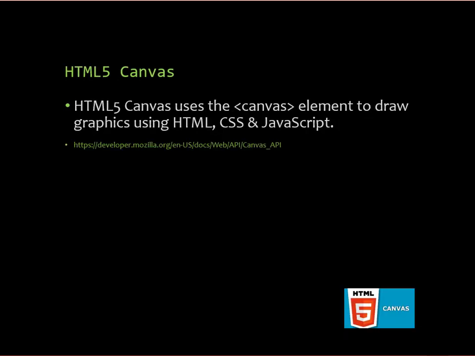HTML5 Canvas uses the canvas element. The canvas element is a block HTML element. It's basically like a division. If you're familiar with HTML, it's basically like a div or the nav tag or the section tag. It's a block element, which means that it moves to its own line. It has its own block in a web page. It doesn't sit in line with other elements. And it's used to draw graphics using HTML, CSS, and JavaScript.